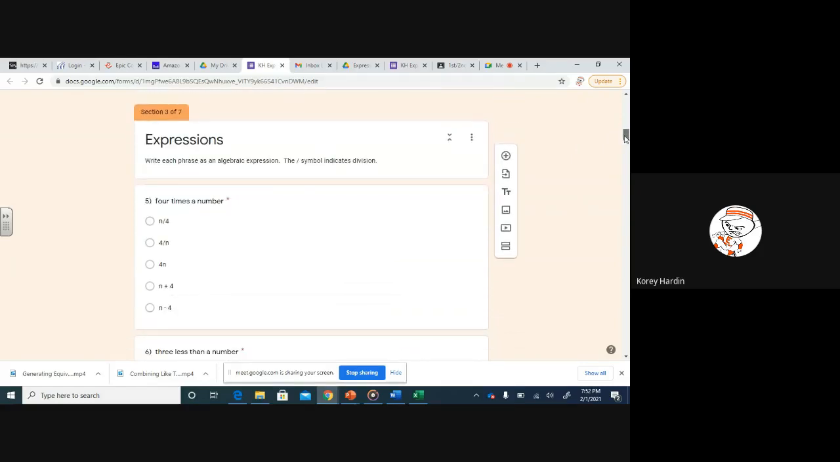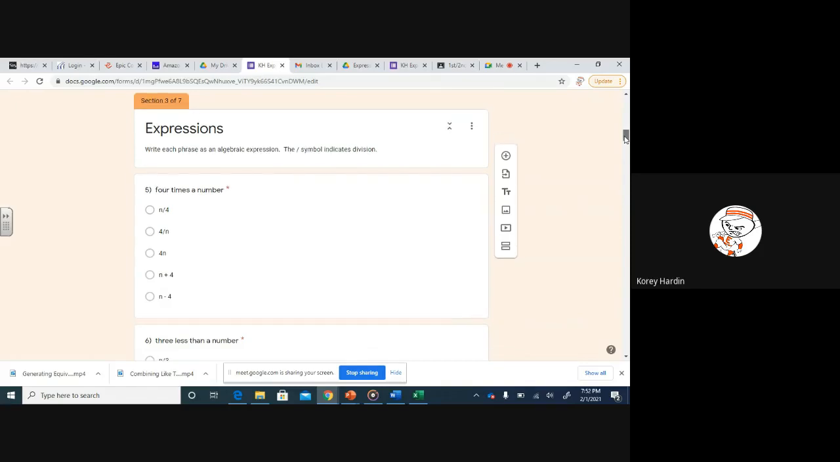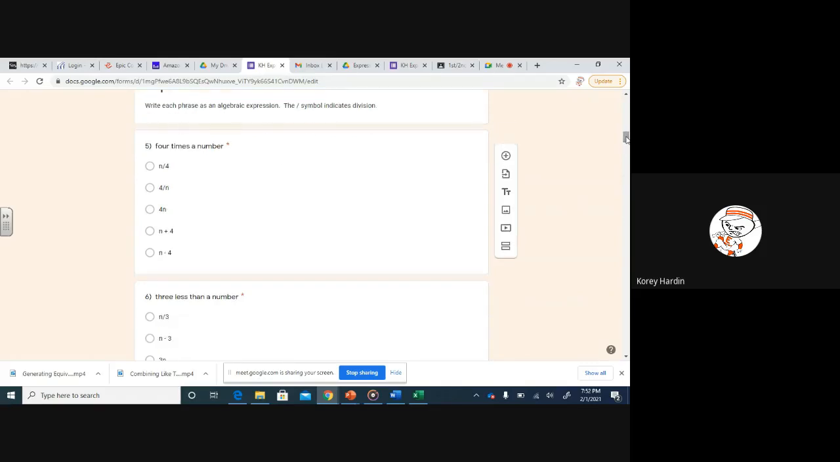Section 3, we've got expressions. Write each phrase as an algebraic expression. The backslash symbol indicates division. Okay. So number 5 is going to be 4 times a number. Your answer choices are n divided by 4, 4 divided by n touching 4, n plus 4, or n minus 4.